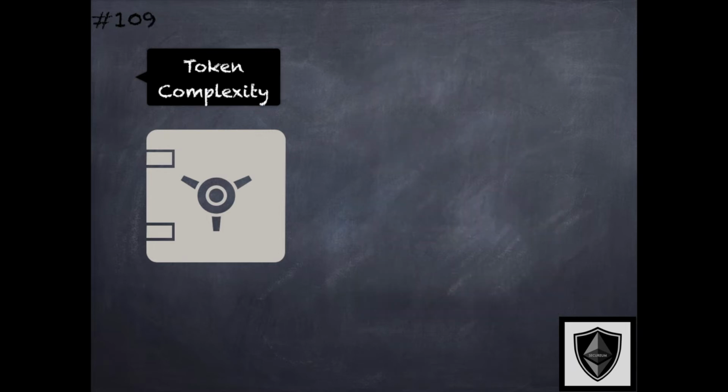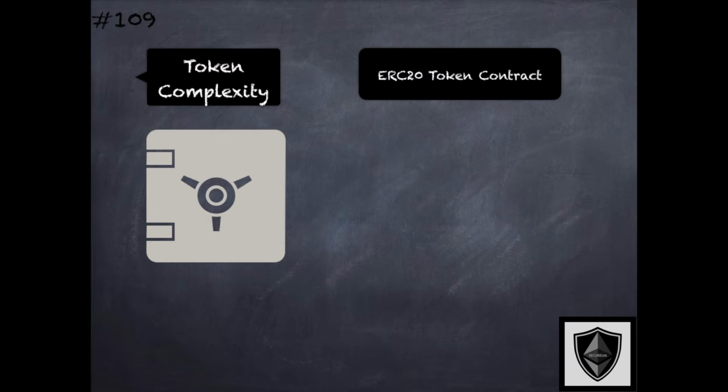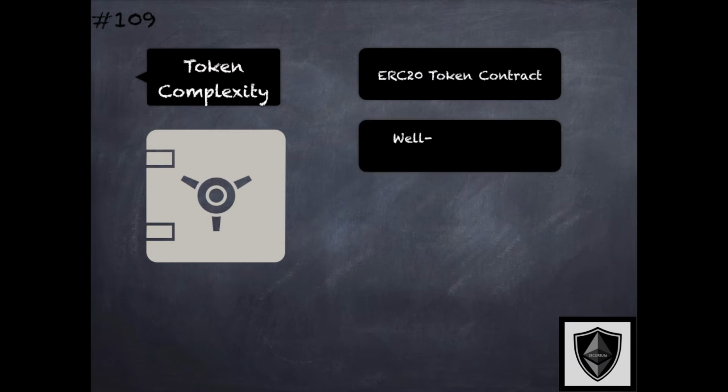High token complexity is considered a security risk. We have long known that complexity in general is very detrimental to security. The same aspect holds good for ERC20 token contracts.